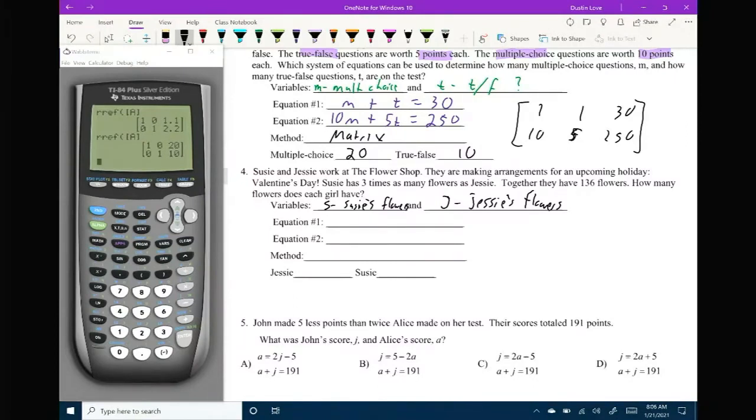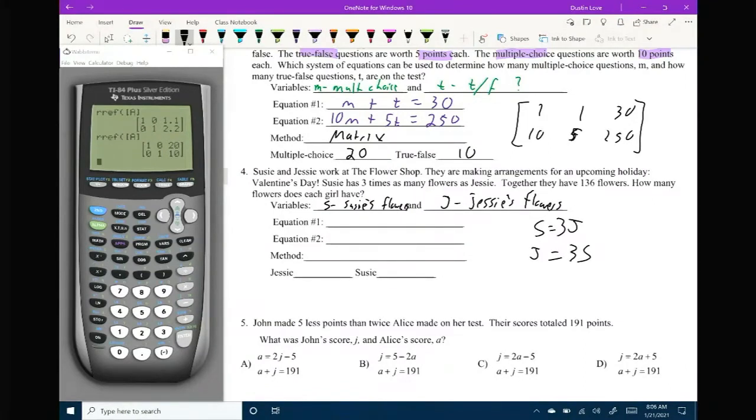Okay, let's see. Susie and Jesse work at the flower shop. They are making arrangements for an upcoming holiday for Valentine's Day. Susie has 3 times as many flowers as Jesse. Okay, so this is one that students can kind of get confused with. The question is, is it S equals 3J, or J equals 3S?